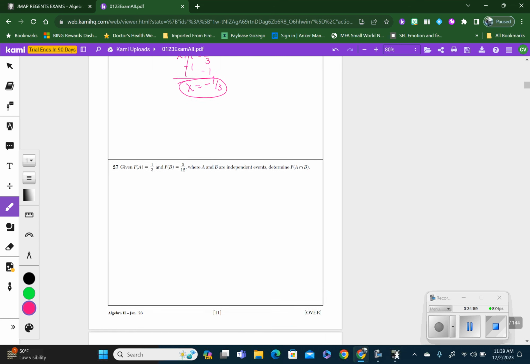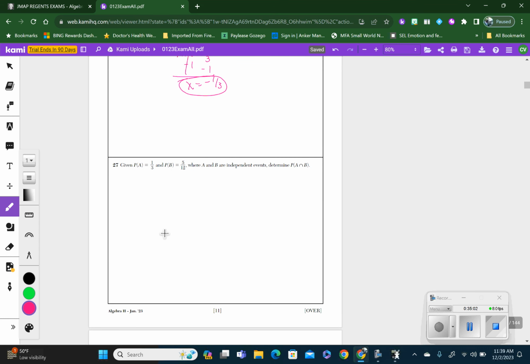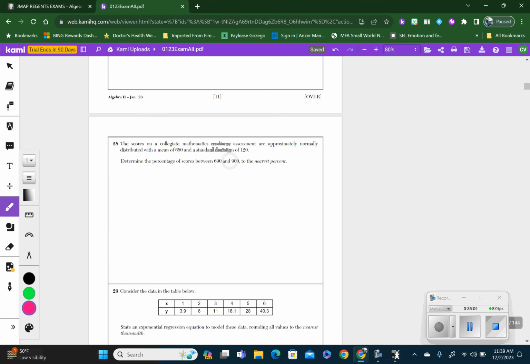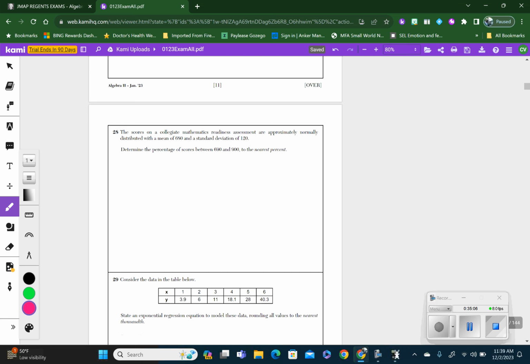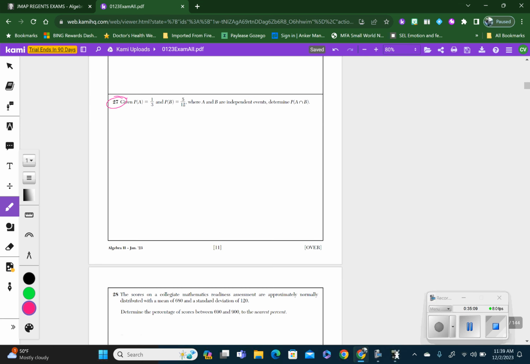This one is something that we're going to come back to. Can I just show this to you real quick? For this one, it's asking you if it's independent. So this is a formula. P of A and B is the same thing as P of A times P of B. So what is the P of A? 1/3. So we're just doing 1/3 times P of B, which is 5/12, and just multiply them. 5/36 is your answer.